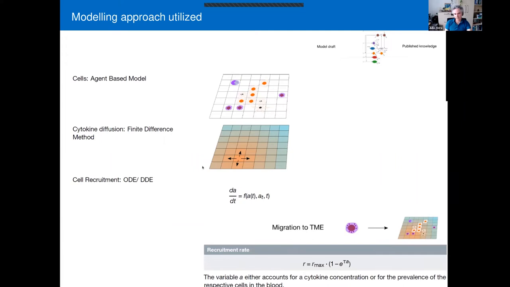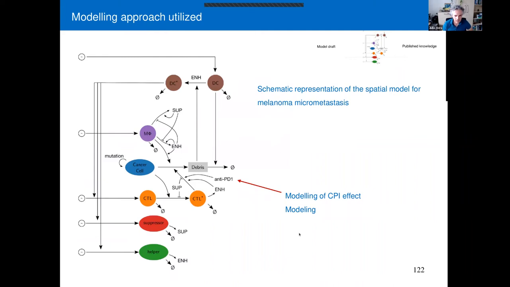And for example, here, for this case, you can see the equation we use to represent the recruitment rate for T cells. So how quick, how efficient is the recruitment of T cells to the tumor. So when you take all of this together, this is a schematic representation of our model. And here you see how we represented the effect of the checkpoint inhibitor therapy, able to somehow promote the activation and the detection of the cancer cells.